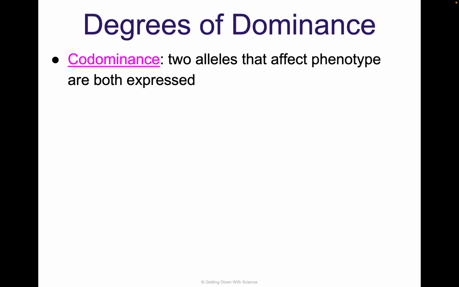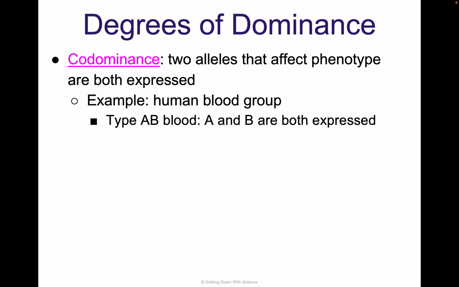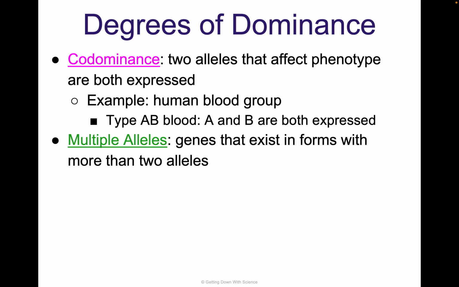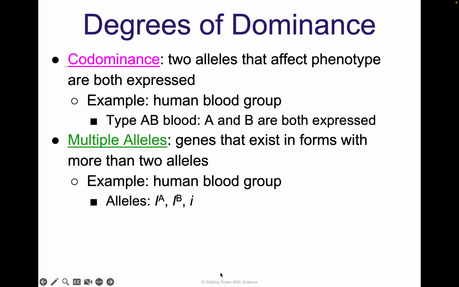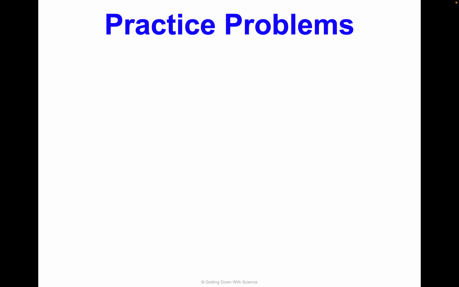Codominance is another sort of phenotypic expression that we see. This is when two alleles that affect a phenotype are both expressed. So human blood groups are a great example of this. Type AB blood is actually made up of A and B antigens, so they're both expressed. Sometimes some genes have multiple alleles. So these are genes that exist in forms with more than two alleles. Human blood group is, again, another great example of that, where we have an immunoglobulin A, immunoglobulin B, and then one here that does not produce any antigens. That would be our O-type blood.